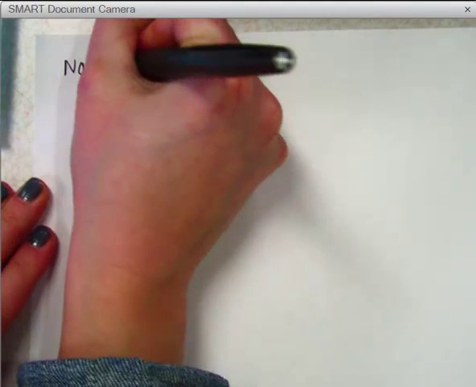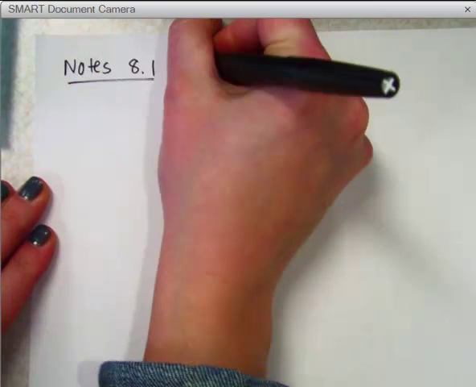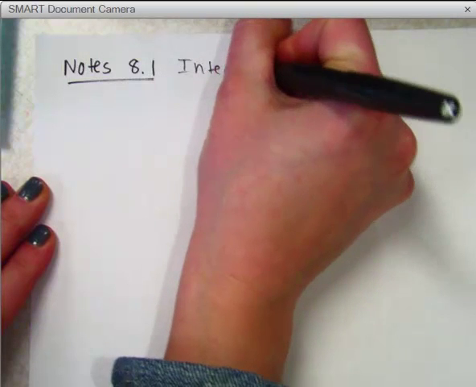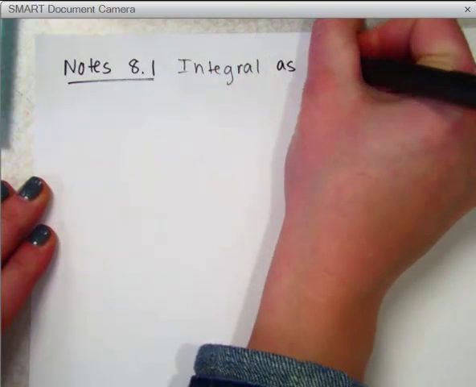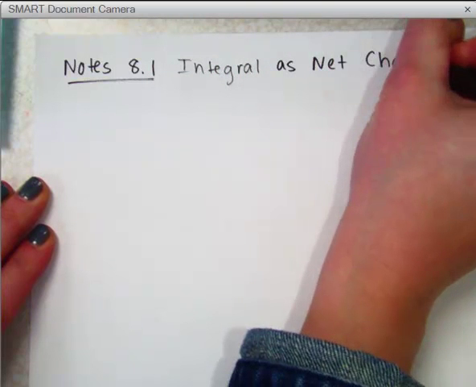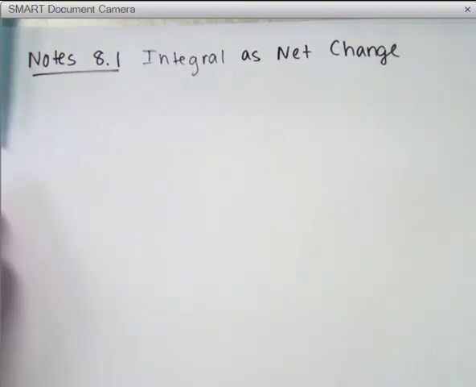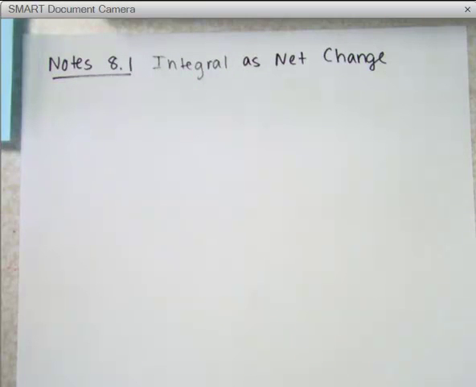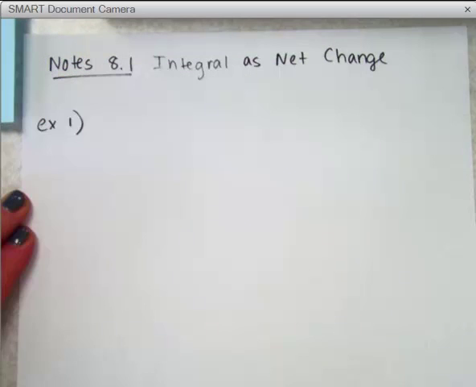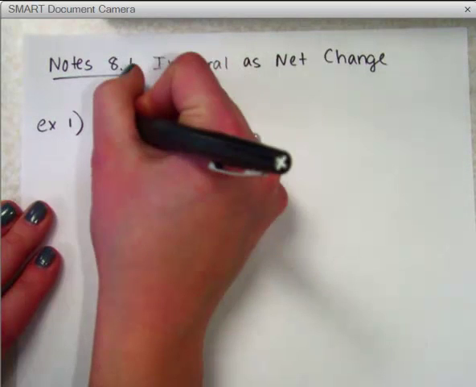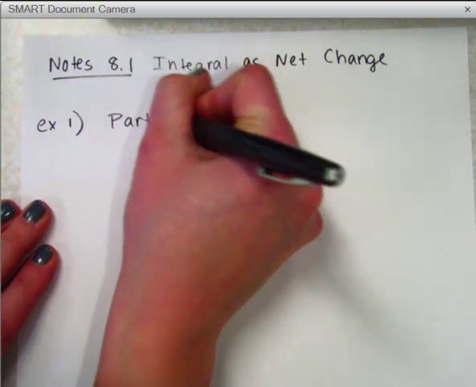All right, so our notes for today are in section 8.1. And our example today goes from our example yesterday. We were talking about a particle traveling.